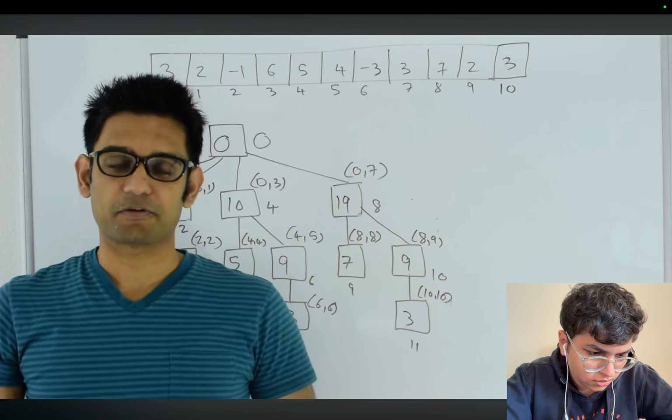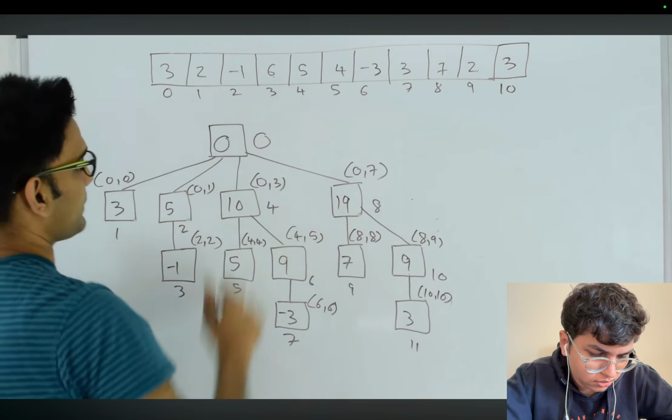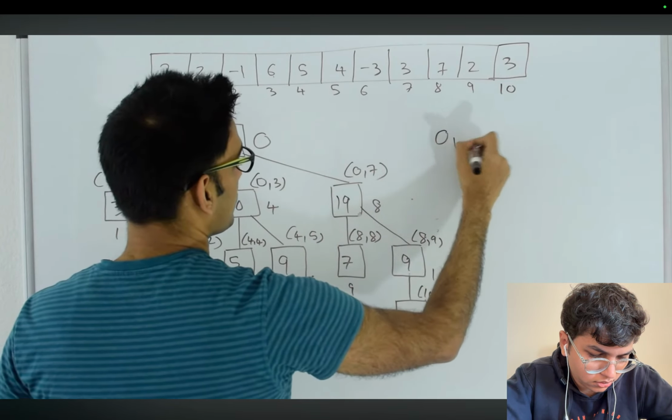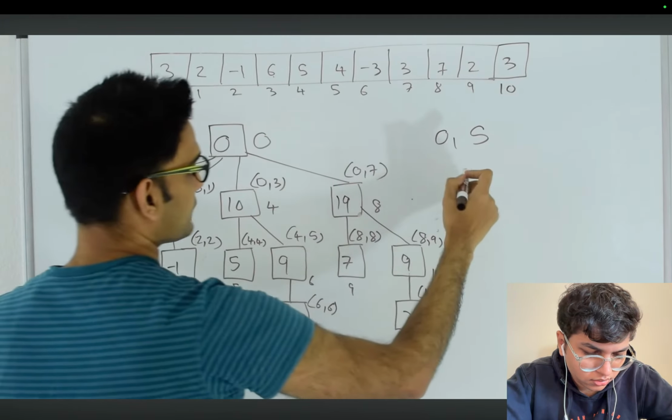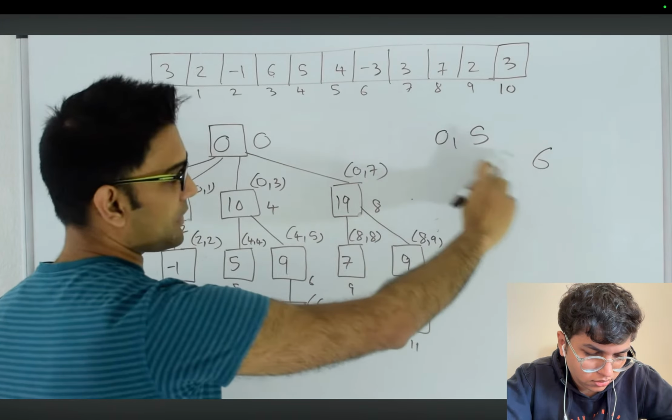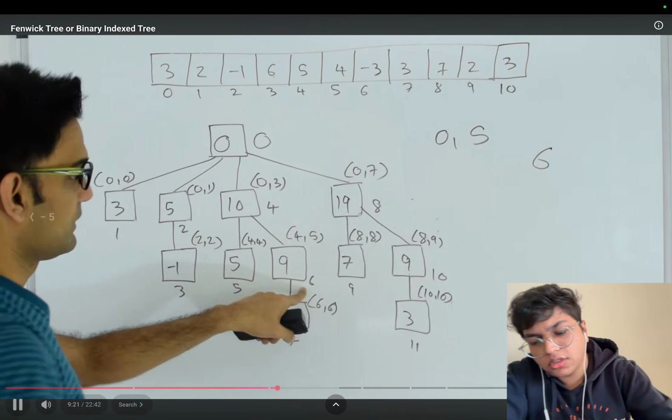So our aim is to get the prefix sum given a range. So for example, give me the prefix sum from 0 to 5. So we want to get this prefix sum 0 to 5. To get the prefix sum, you got to start from node 6, because the end is 5, you start from 6.